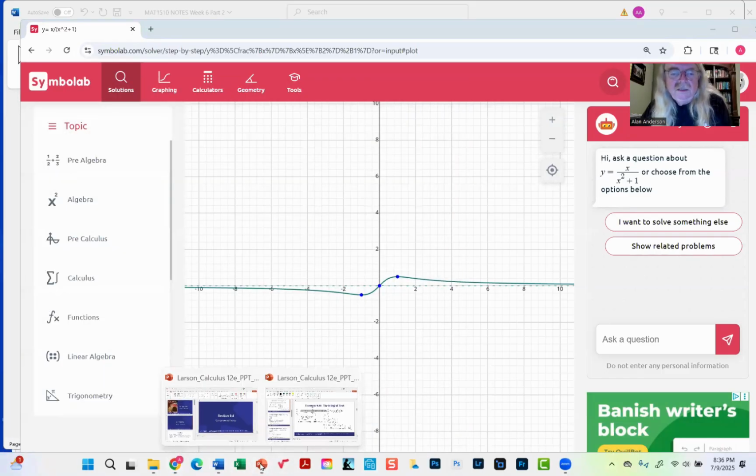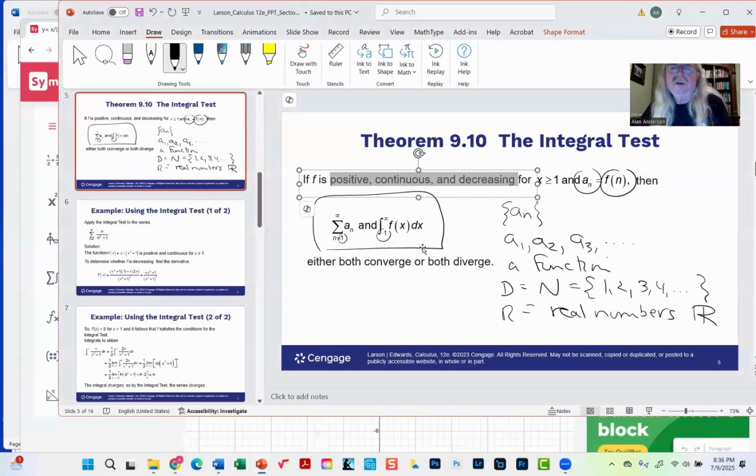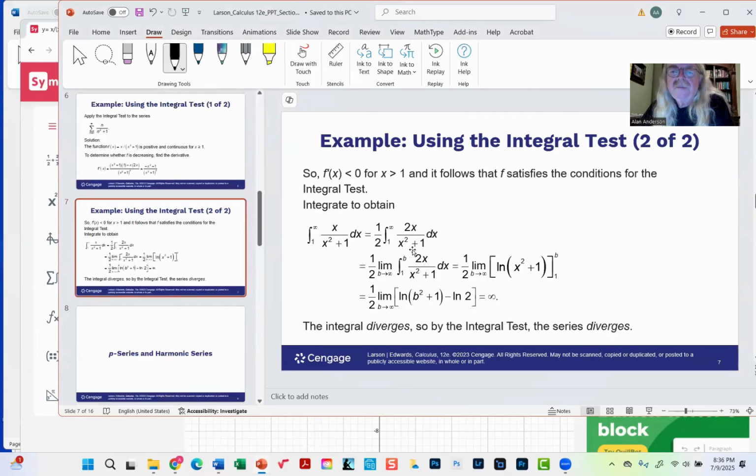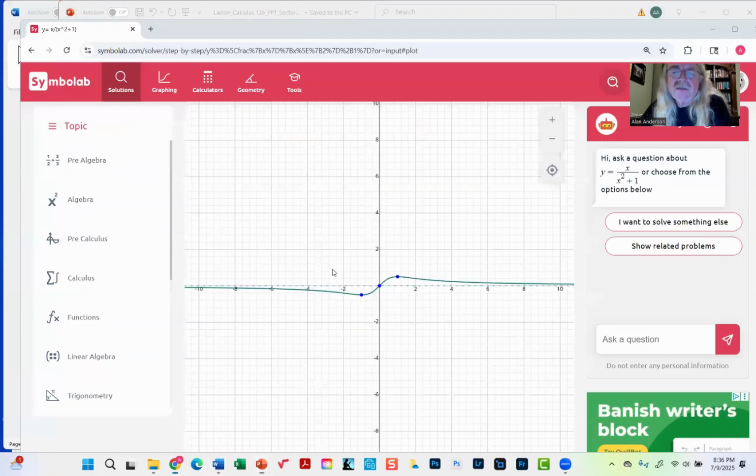Okay, so here we are. What they're going to have us do is take the integral of the function, not the first derivative, but the function: the integral from 1 to infinity of x over x squared plus 1 dx.